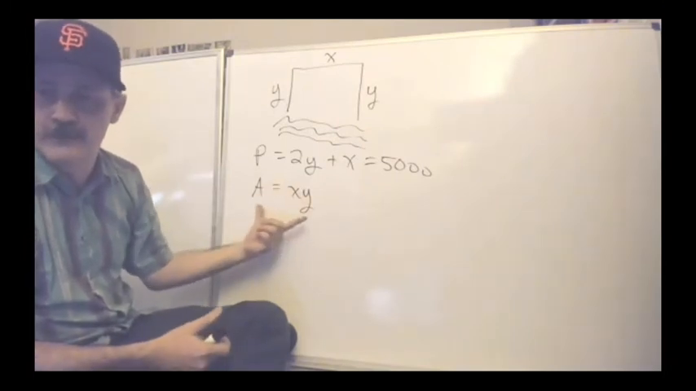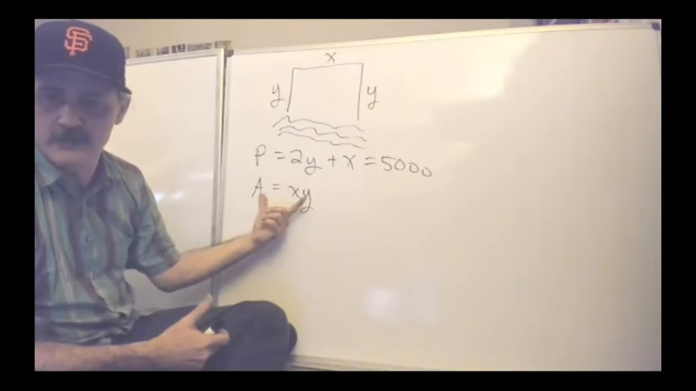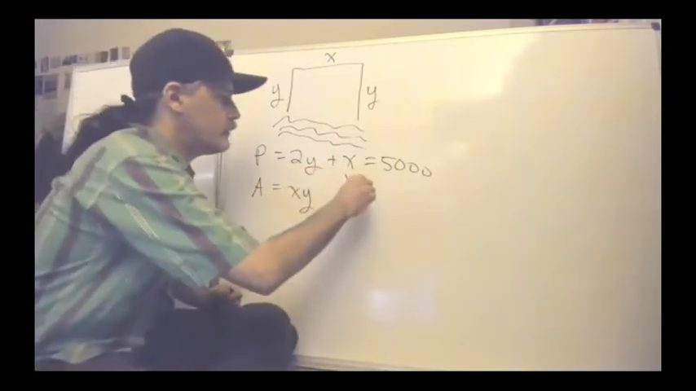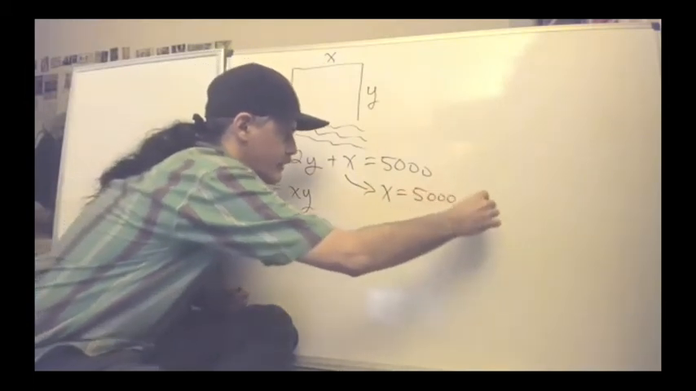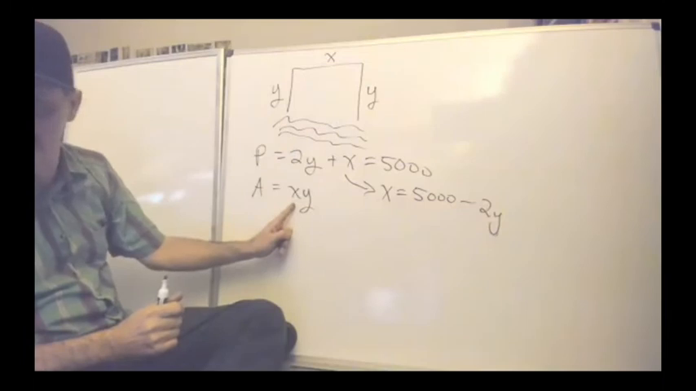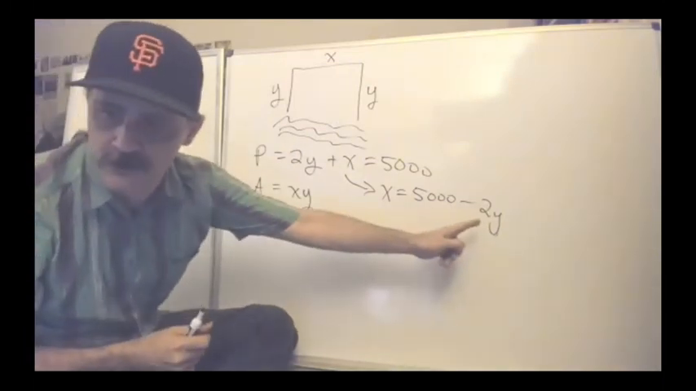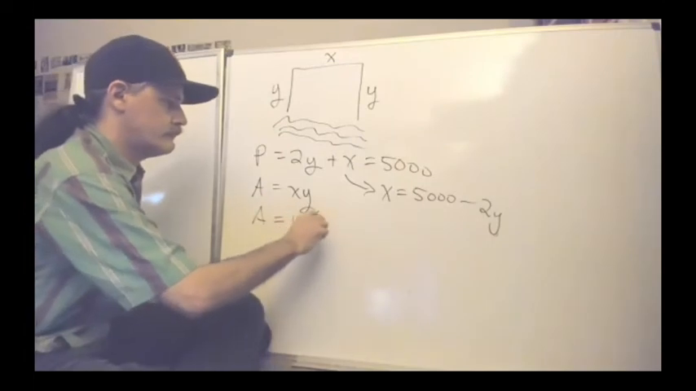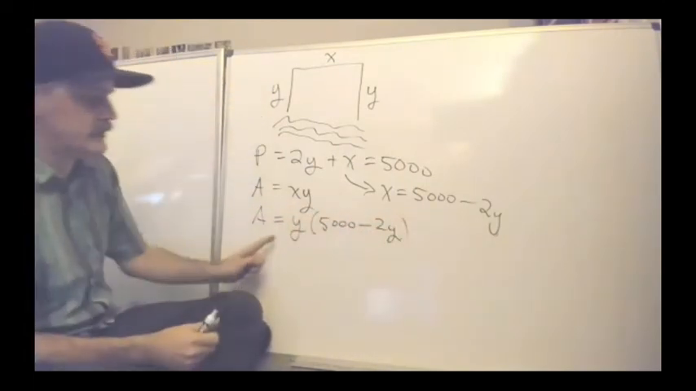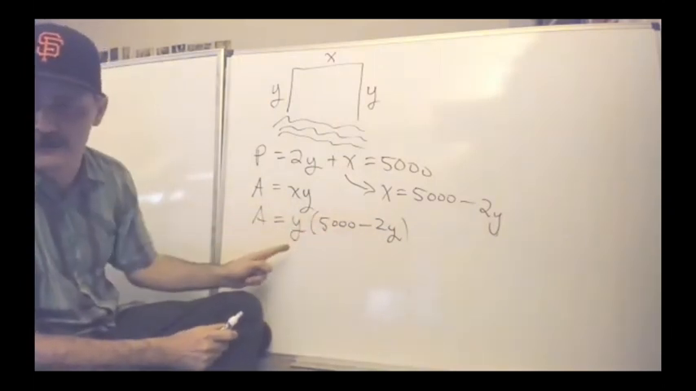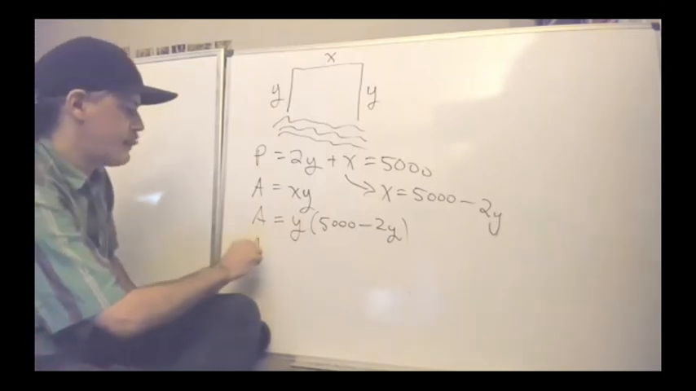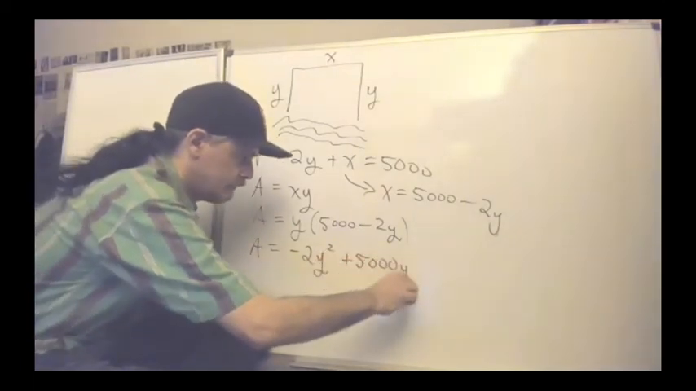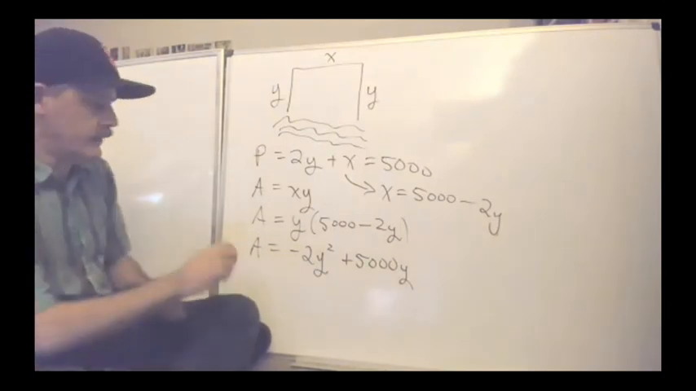Now we need to create a quadratic with the area function. And so notice what we can do. We can go up here and solve for x by subtracting 2y. Now we can substitute that into the area equation, and we'll get a one variable equation with y, and it'll wind up being an open down parabola. All right, so now when we multiply out, we're going to get negative 2y squared, and then we're going to get 5,000y. Okay, and this is the equation we're going to use.